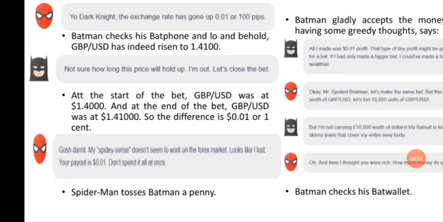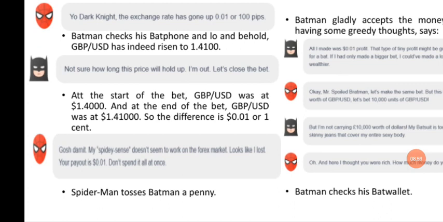"Not sure how this price will go up," says Batman. "I'm out. Let's close the bet." At the start of the bet, Great British Pound US dollar was at $1.4000. At the end of the bet, Great British Pound US dollar was at $1.4100. So the difference is $0.01 or 1 cent.